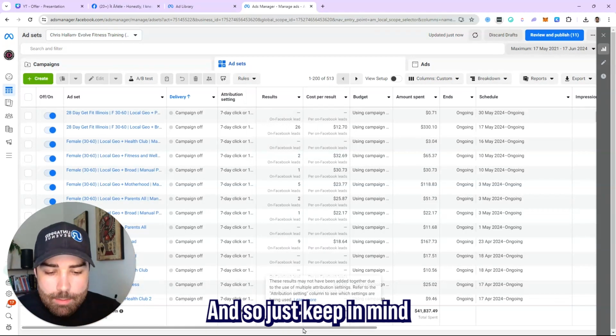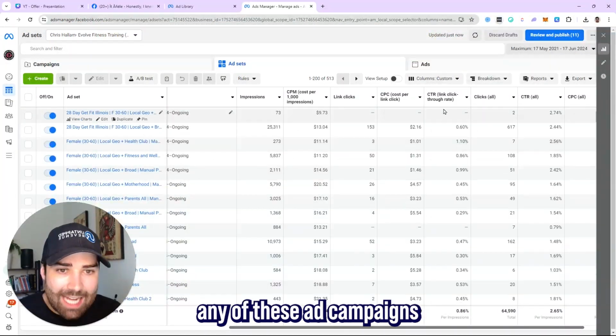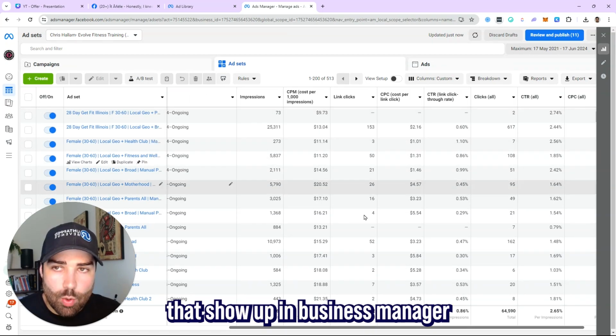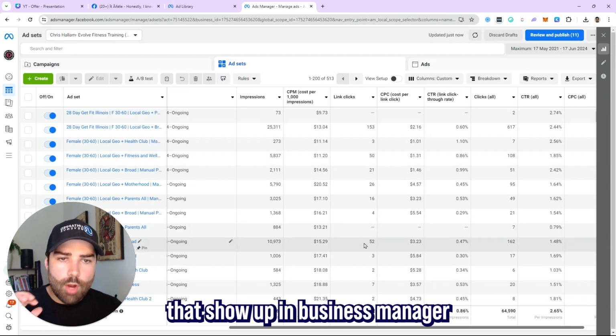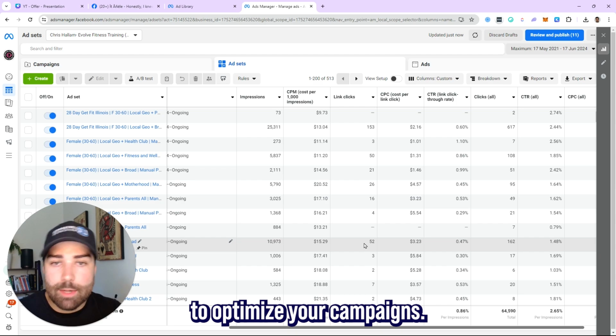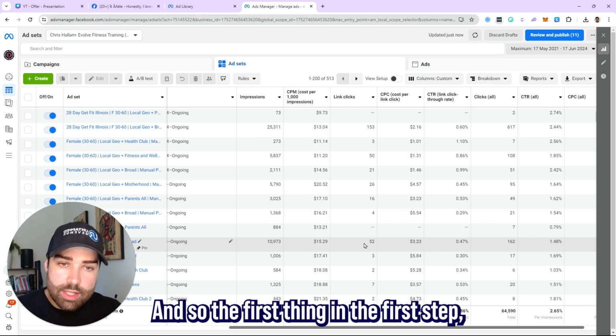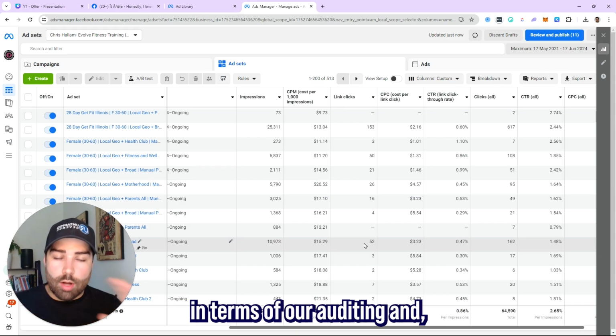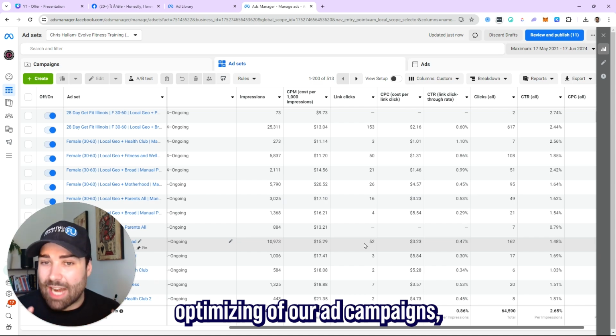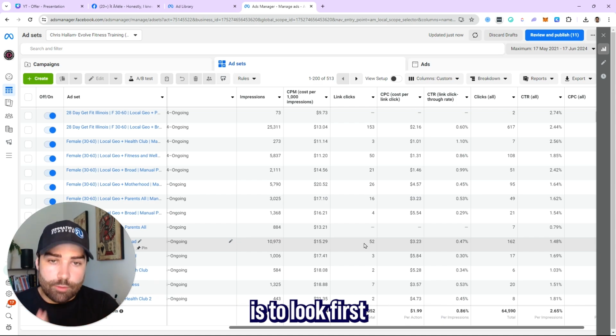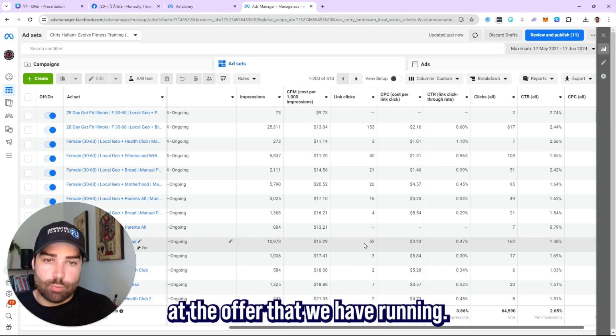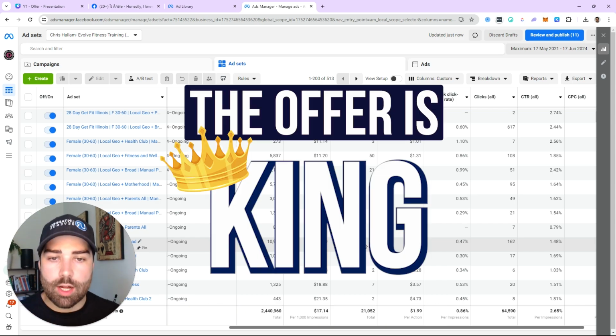And so just keep in mind that when going through any of these ad campaigns, all of these stats that show up in Business Manager are going to be stats that you can use to optimize your campaigns. And so the first step in terms of our auditing and optimizing of our ad campaigns is to look first at the offer that we have running. Okay, the offer is king when it comes to marketing.